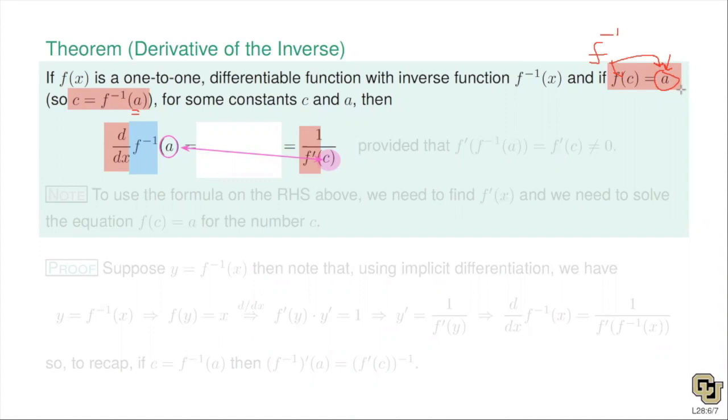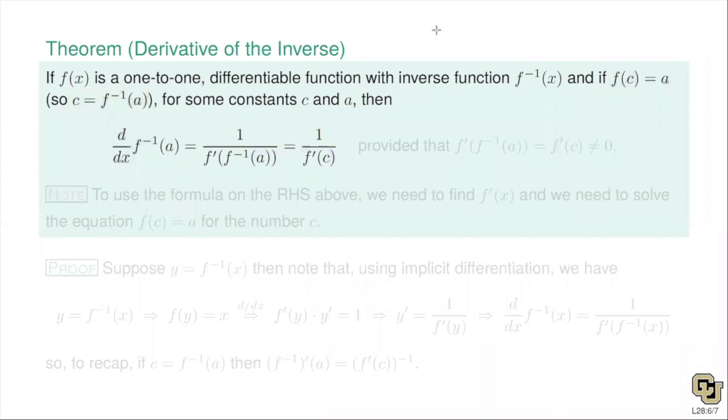So to find the derivative of the inverse at A, I look at 1 over the derivative of f at c. Okay, so first I just want you to understand what it's saying, and then we'll figure out why this is true. We'll do the proof in a second. And here the expression in the middle is saying exactly the same thing, okay?